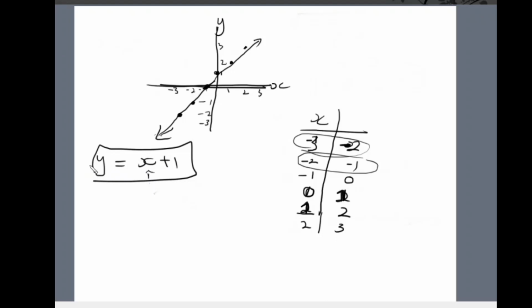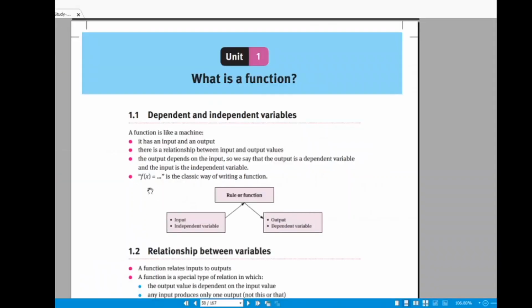We know our output value is the dependent variable. It depends on the input value, right? So this equation describes the relationship between the output y and the input x, right? It says that for every input x, increase that input by 1 to get the value of your output y, right? So that is a relationship.